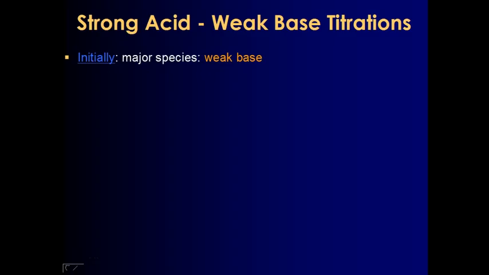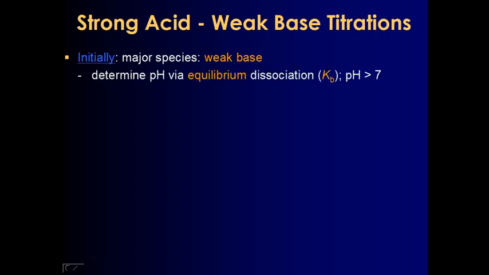Alright, so with a strong acid weak base titration, we initially start off with just weak base, and since that's all we would have present, we would need to use our Kb expression to calculate the amount of hydroxide that is made by that weak base. Use that to determine the pH via the pOH. Since the weak base is the major species present, our pH would have to be basic, greater than 7.